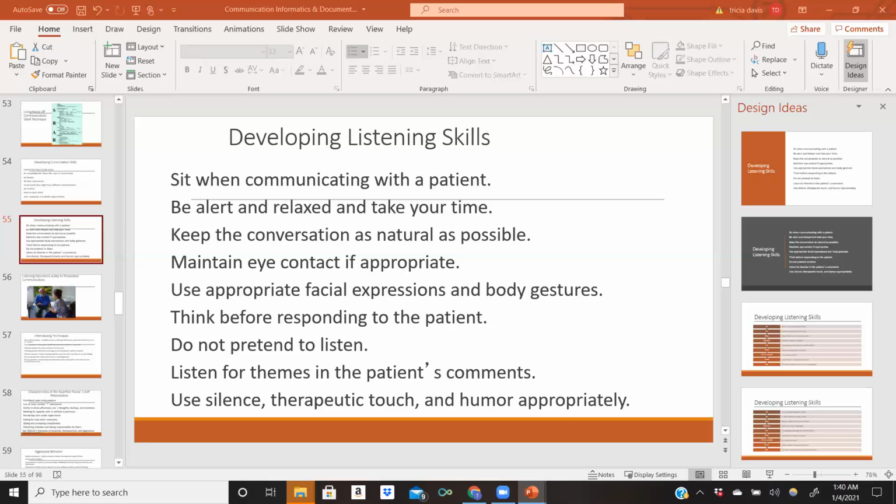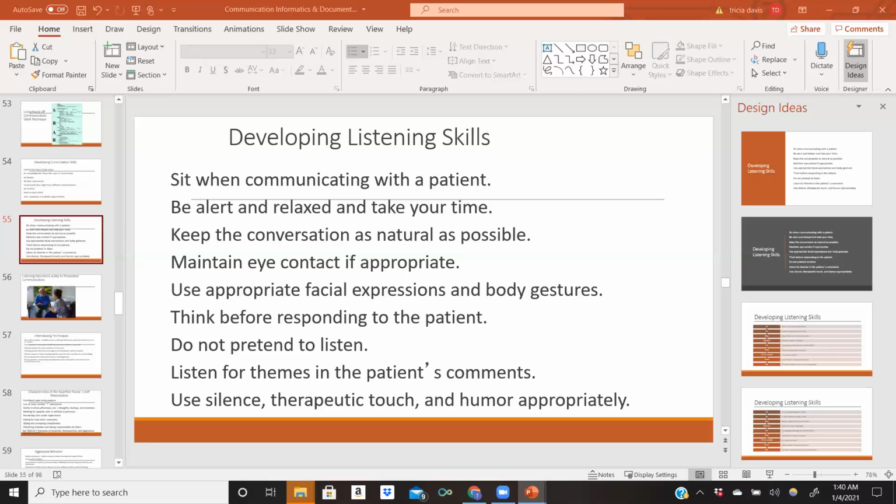So really think about the way that you're listening to them. Even if you're tired of listening to them and you know you have 100 other things to do, are you rolling your eyes? Are you huffing and puffing? Are you crossing your arms? Are you slouching up against the wall? So you have to be conscious of your own verbal and nonverbal communication. You want to think before responding to the patient. Responding impulsively tends to disrupt communication and listening. So you want to make sure that the patient is finished talking before you start talking.